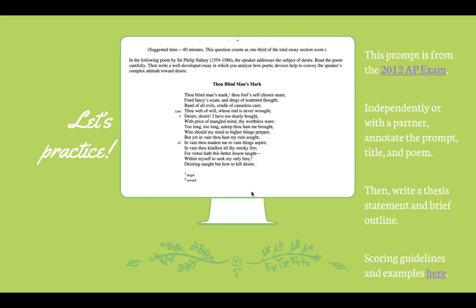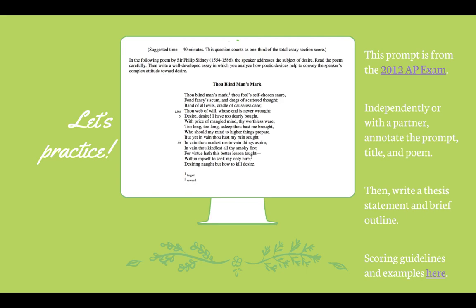So this would be an example of a poetry prompt. This is from the 2012 AP exam. And the prompt says, in the following poem by Sir Philip Sidney, 1554 to 1586, the speaker addresses the subject of desire. Read the poem carefully, then write a well-developed essay in which you analyze how poetic devices help to convey the speaker's complex attitude toward desire.